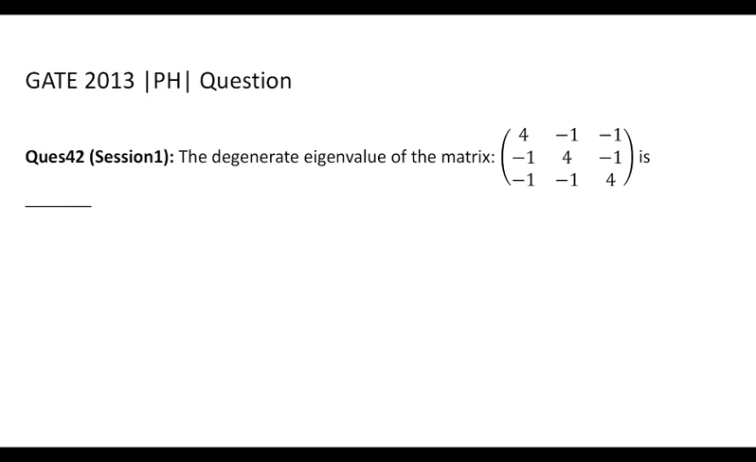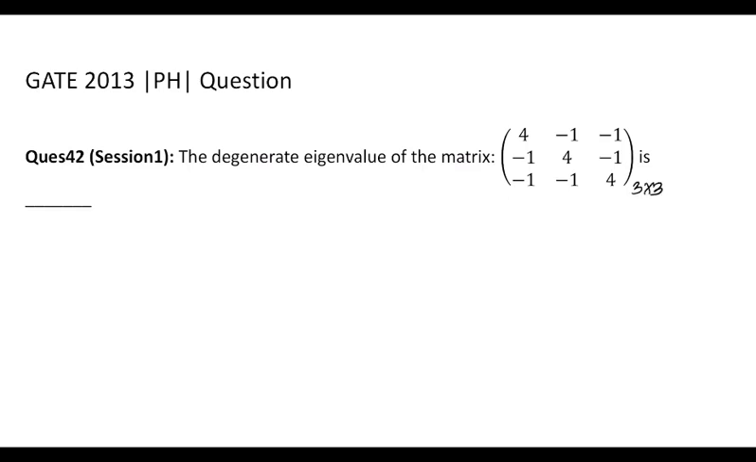Hi, in this video we are going to solve question number 42 of GATE 2013 physics paper. The question is from mathematical physics, eigenvalue problem. The question is: find the degenerate eigenvalue of the matrix 4, -1, -1; -1, 4, -1; -1, -1, 4, which is a 3 cross 3 matrix.